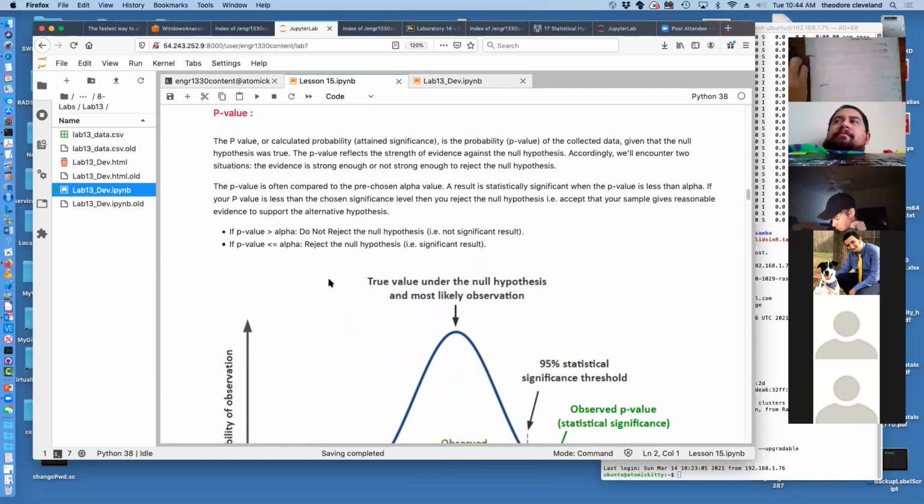The p-value, or calculated probability, or attained significance, so those three terms all usually mean the same thing, is the probability of observing the data that you've collected, assuming that the null hypothesis was true. Let me say that again. The p-value is the probability, or the chance, of observing the data you have collected if indeed the null hypothesis was true. And we already know backdoor ways to do that.